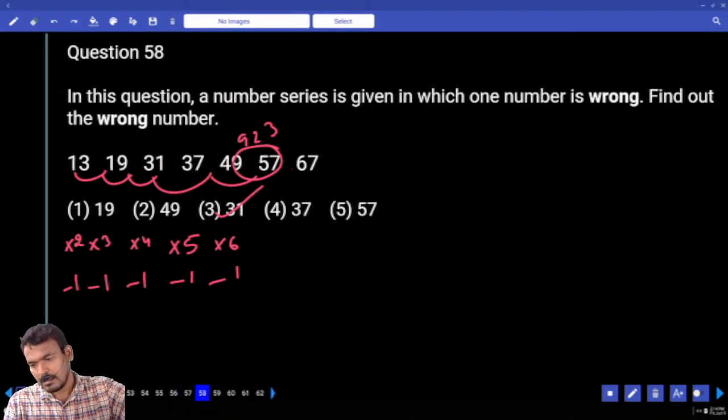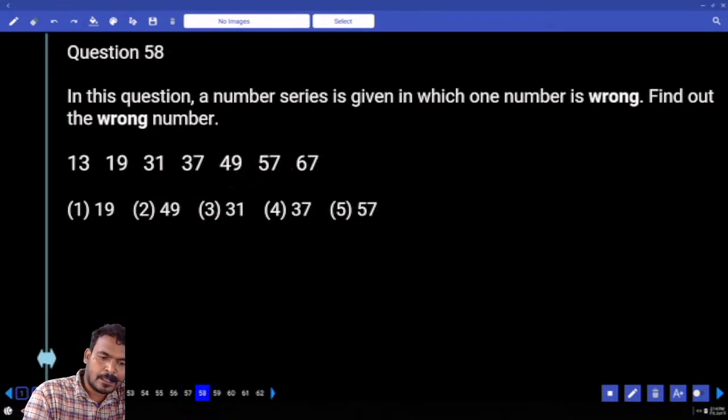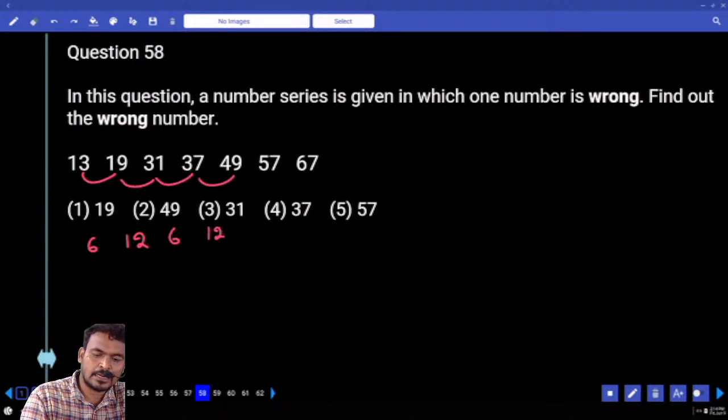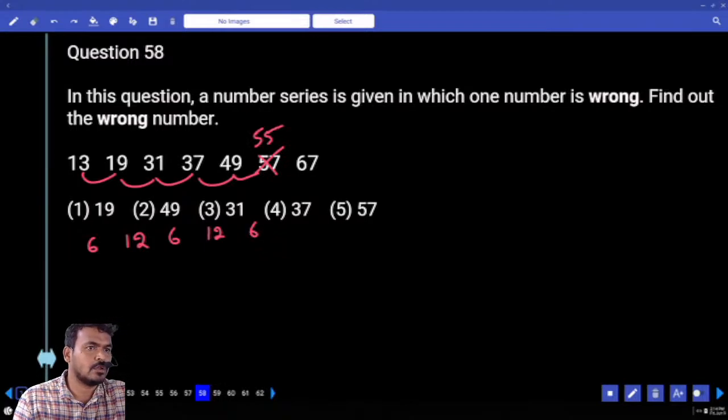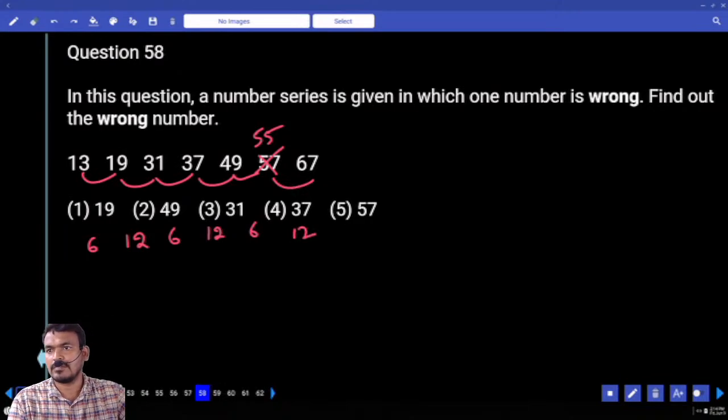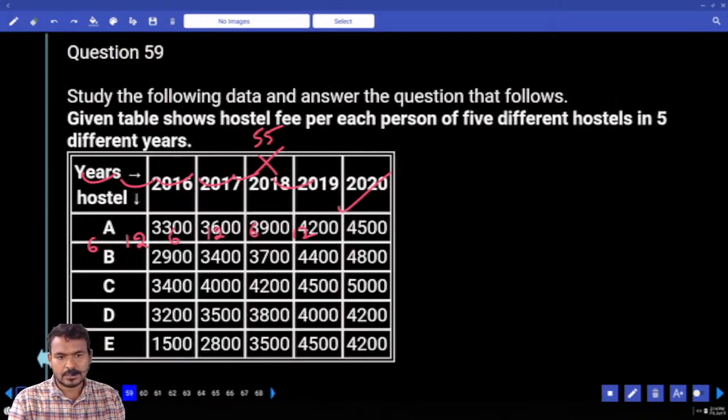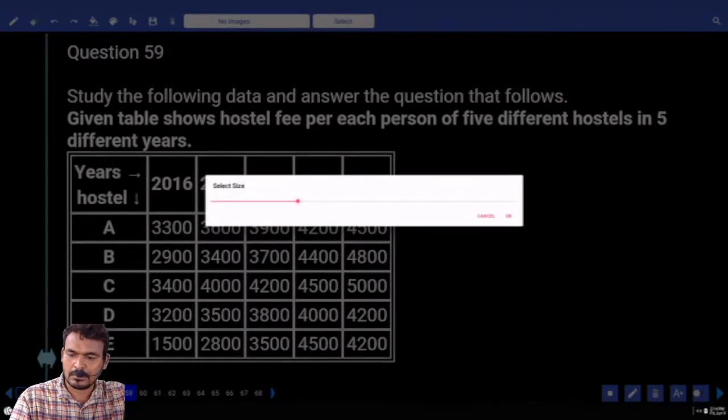58. What is the first difference? 6. Second one 12. Again 6 difference. Next 12. Alternatively, 6 and 12 difference are 49 plus 6, 55. But here the value is 57. What is the wrong number? 57. Again we are adding 12, it will become 67. What is the wrong number? 57.